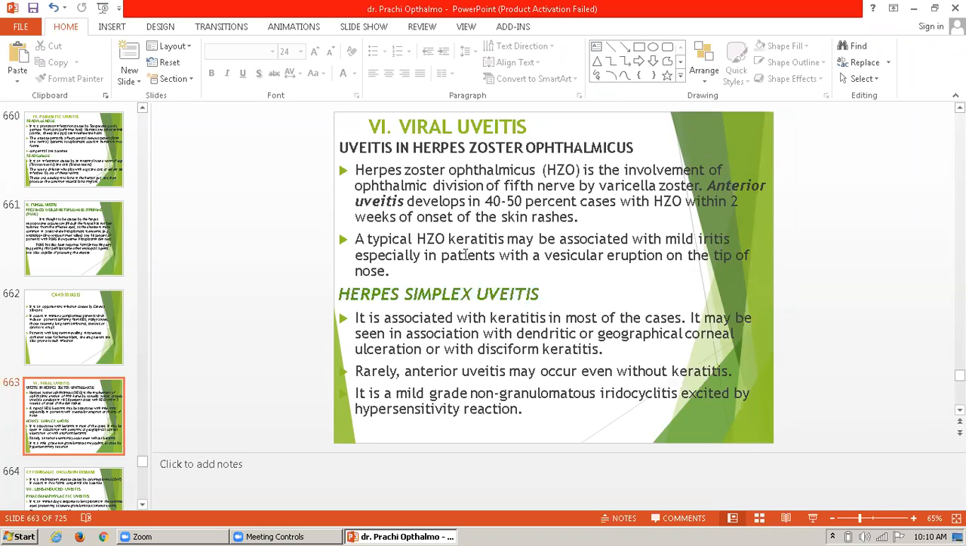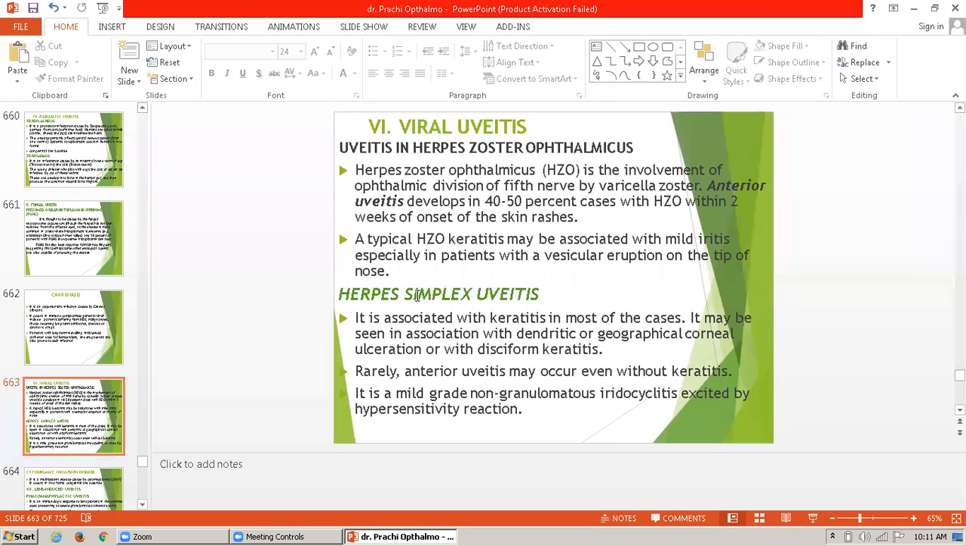A typical herpes zoster ophthalmicus keratitis may be associated with mild iritis, especially in a patient with a vesicular eruption on the tip of the nose. So, it is mostly seen in a patient with vesicular eruption on the tip of the nose with mild iritis.